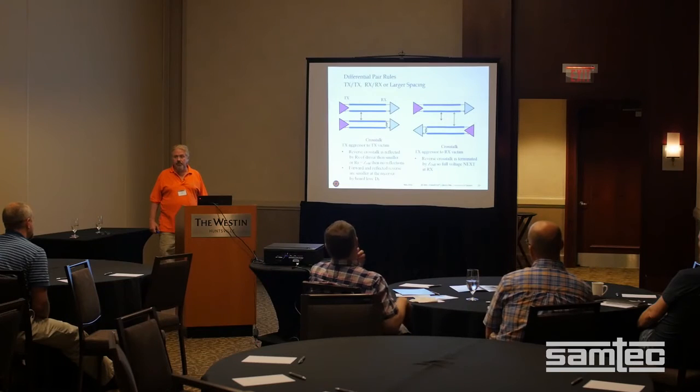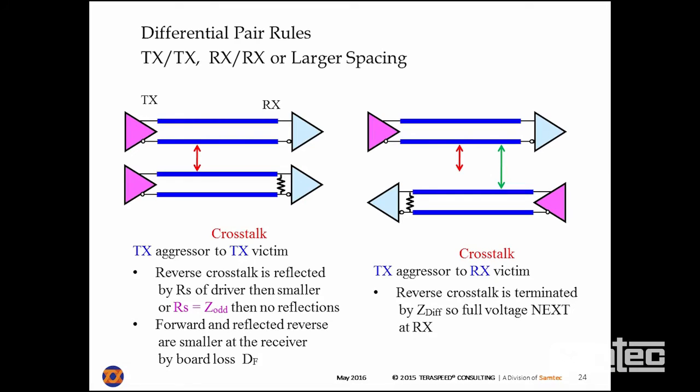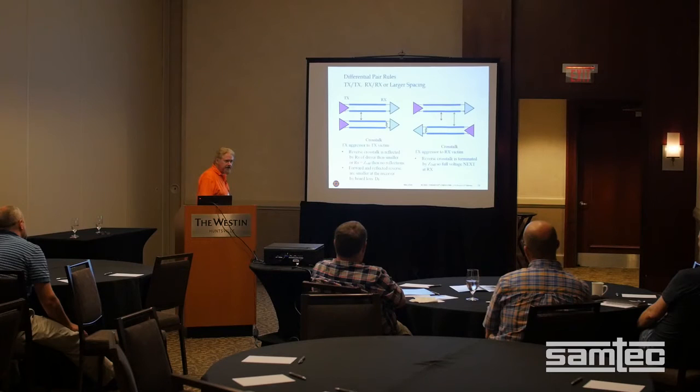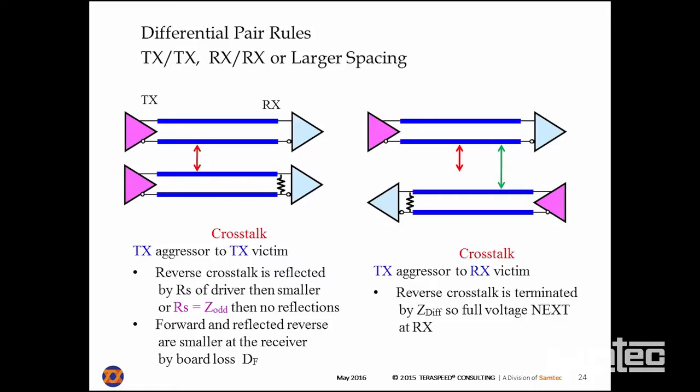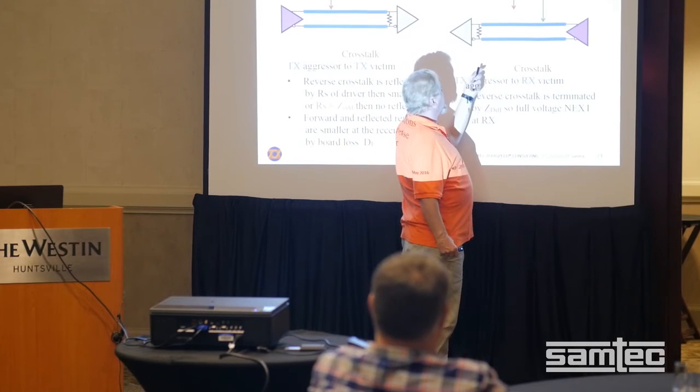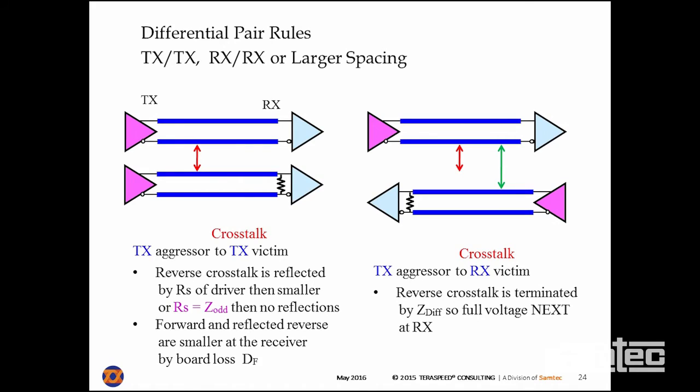Of course. What happens is that means the spacing has to be larger if you do transmit next to receive, as you can see by the green arrow. That makes sense? And if it's not terminated, the crosstalk reflects and goes in this direction, and since the board is lossy, it makes the crosstalk go down, down, down, way before it hits the receiver. Well, the near-in crosstalk, this crosstalk that goes reverse, immediately goes here and stops, which means you get full crosstalk.